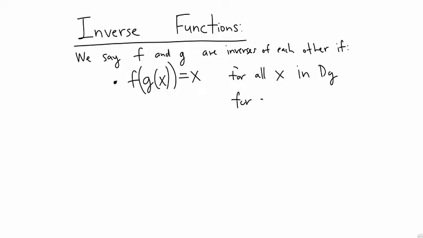And on the other hand, if I take any element x in the domain of f, I then have f of x. We want g to reflect f of x back to x. So if these two conditions hold at the same time, we say that f and g are inverses of each other.